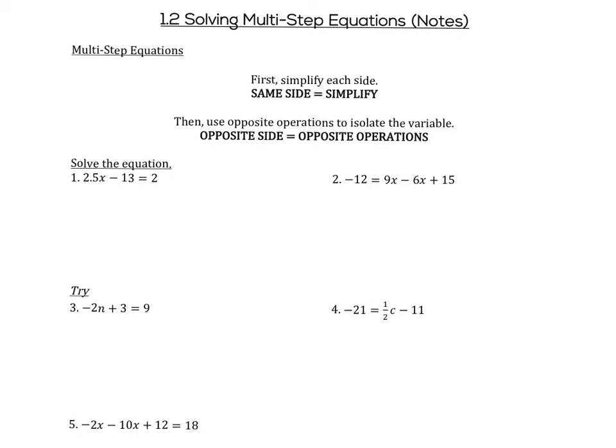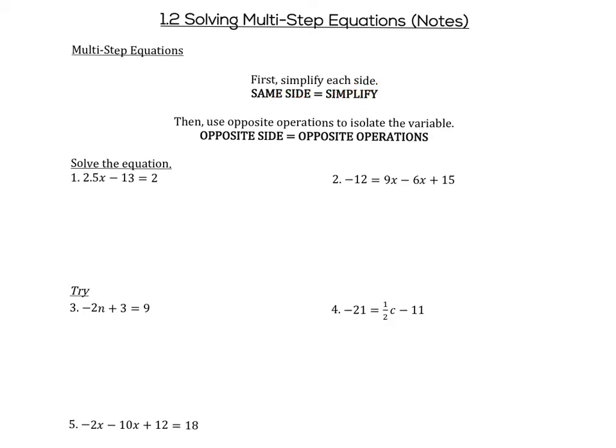All right, second lesson here. So we have a reminder up at the top. When we see like terms on the same side, we very simply simplify. Okay, so same side, simplify. Anytime I see like terms or numbers or anything on the same side of the equal sign, I know I should simplify. Do what I see.